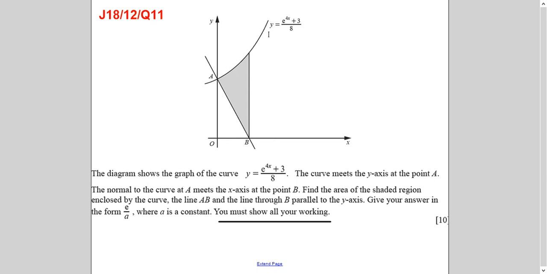In this question, a curve equation is given to you, and it is told that the curve meets the y-axis at point A, and the normal is drawn to the curve at this point, which passes through the x-axis at point P. And it is said to find the shaded region in the form e over a. So let's start solving, and before solving, let's do a little brainstorming here.